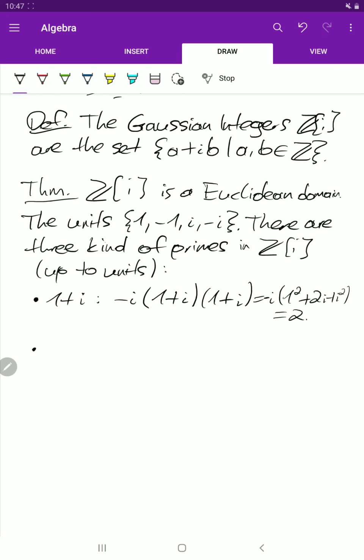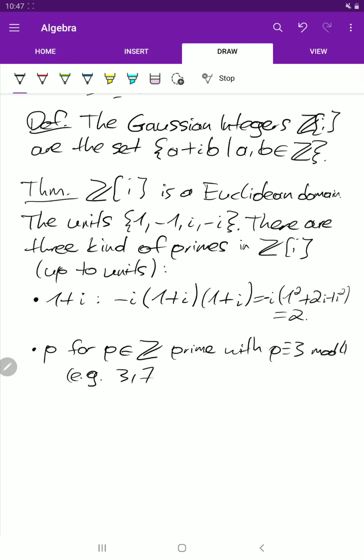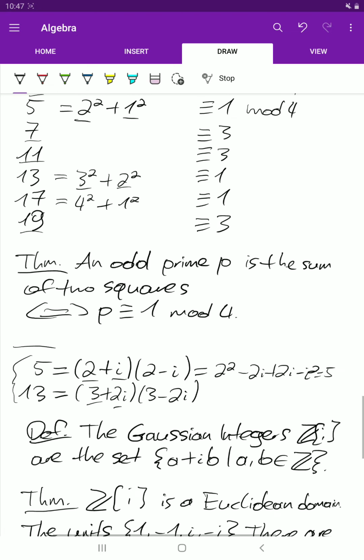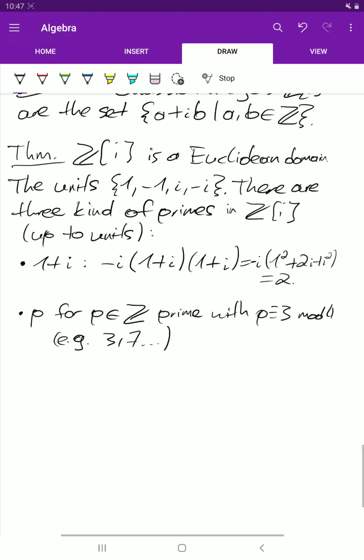Okay, now let's look at another kind of primes. So we take primes p in the integers where p is 3 modulo 4. So that's, for instance, 3, 7, and so on. We've seen them before, so these are the ones we can't write as a sum of two squares.